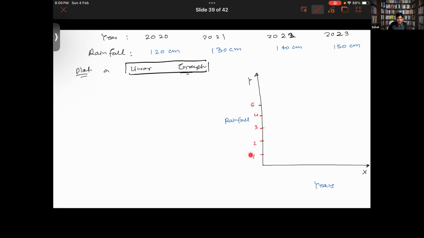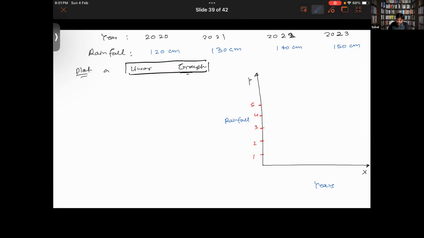So, will we start divisions from 121? Obviously not, because the size of the graph paper is limited. So we have to take an appropriate measure, right? Yes, sir.